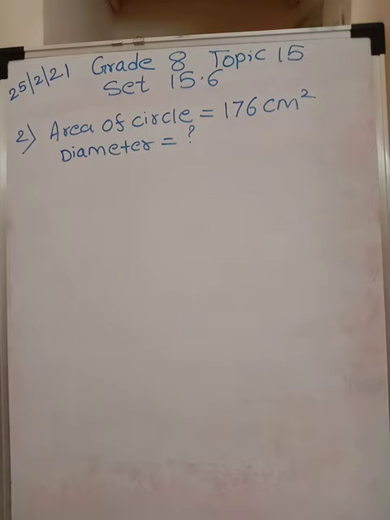We're doing set 15.6, question 2. Areas of some circles are given below. Find their diameters. Area is given, we have to find the diameter. We very well know this is question 2. From that, we are doing the first one.